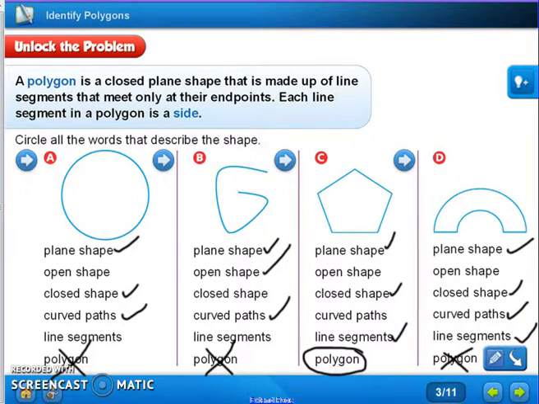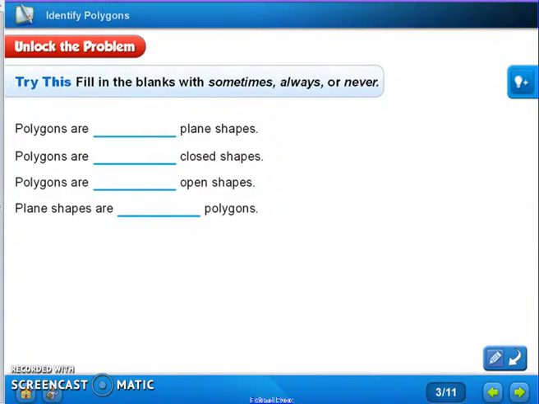Great. So let's plan on going to another one. It says, try this. Fill in the blanks with sometimes, always, or never. So polygons are sometimes, always, or never plane shapes. You got it. They're always plane shapes. They're always flat. So we could put an A in there for always. Polygons are closed shapes, sometimes, always, or never. You got it again, always.